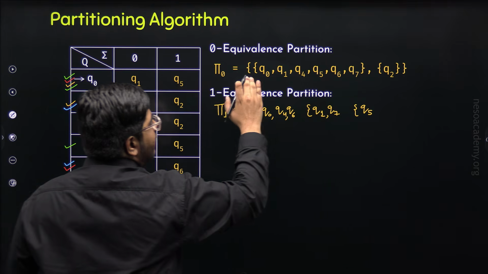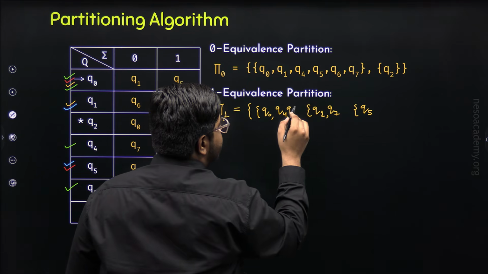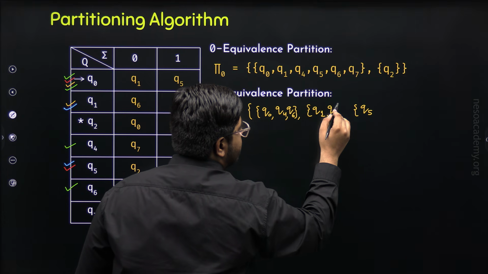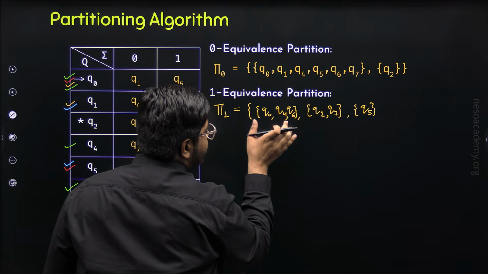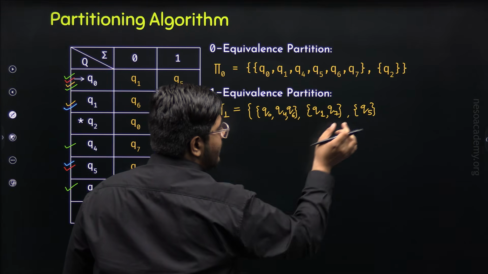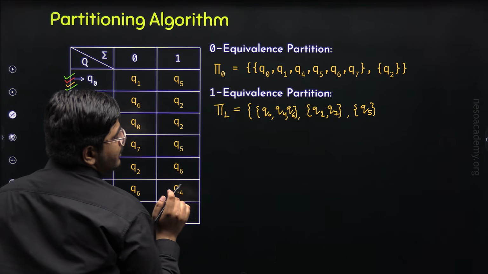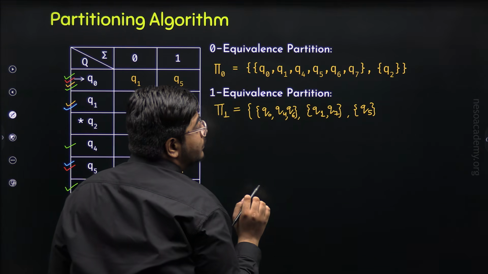And now all the states of this partition are completed. That means this partition is split into three partitions. The three partitions are Q0, Q4, Q6 as one partition, Q1, Q7 as the second partition, and Q5 as the third partition. Now, we will check the next partition, which is Q2.